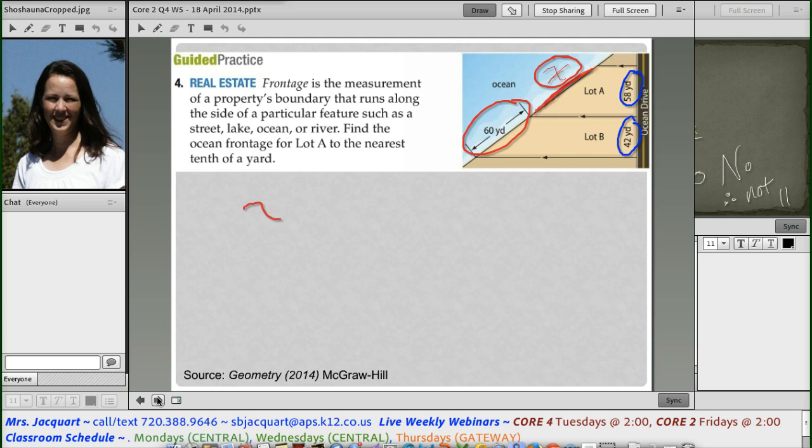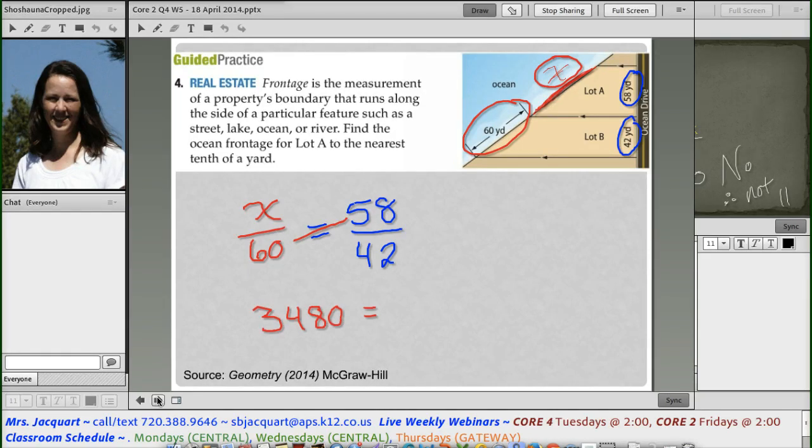Let's do the red part first. I'm going to use the top divided by 60 equals the top 42. Okay, so cross multiply, pull out a calculator. 58 times 60 equals 3480. And that equals 42 times X, so divide both sides by 42.